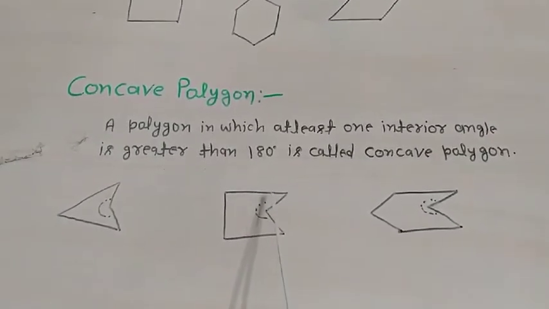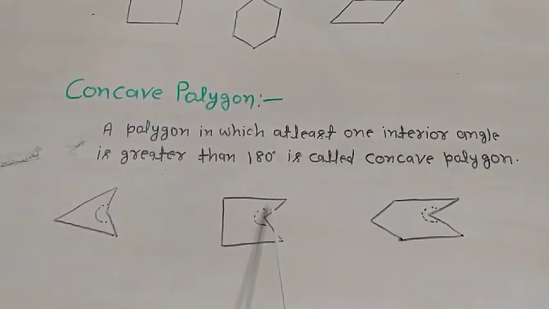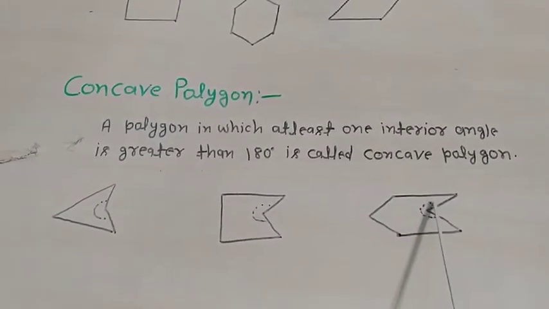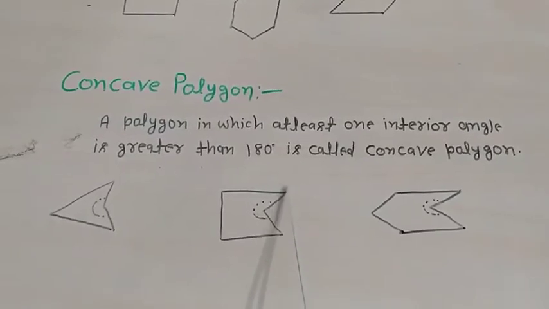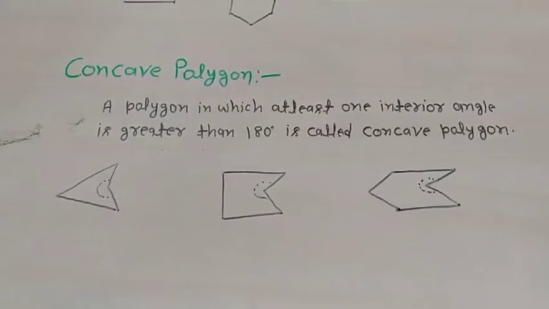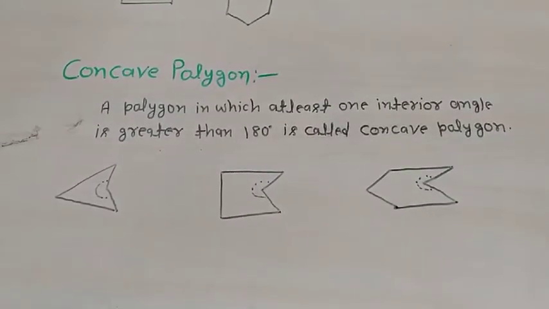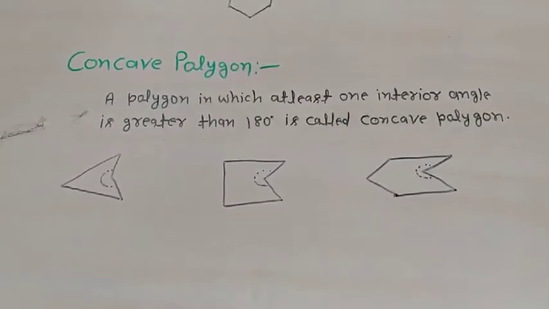So here you can see this angle, we represent it with a dotted line. This angle is more than 180 degrees. Also this angle is more than 180 degrees. When you join this vertex to this vertex, we obtain one diagonal. So one diagonal lies on the outside of the polygon. So this is called a concave polygon.